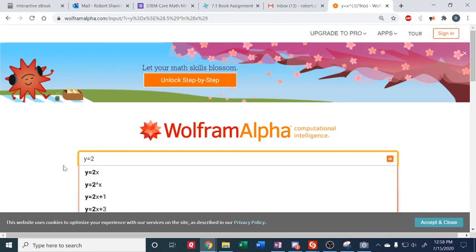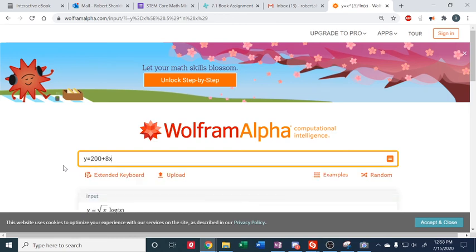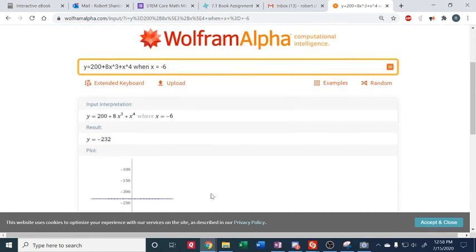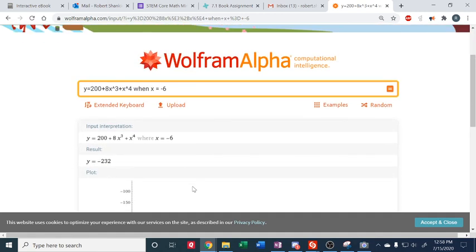Y equals 200 plus 8x cubed plus x to the 4th, and x equals -6. And it tells me 200 - 232. And I'll just change this to -4. Enter again.